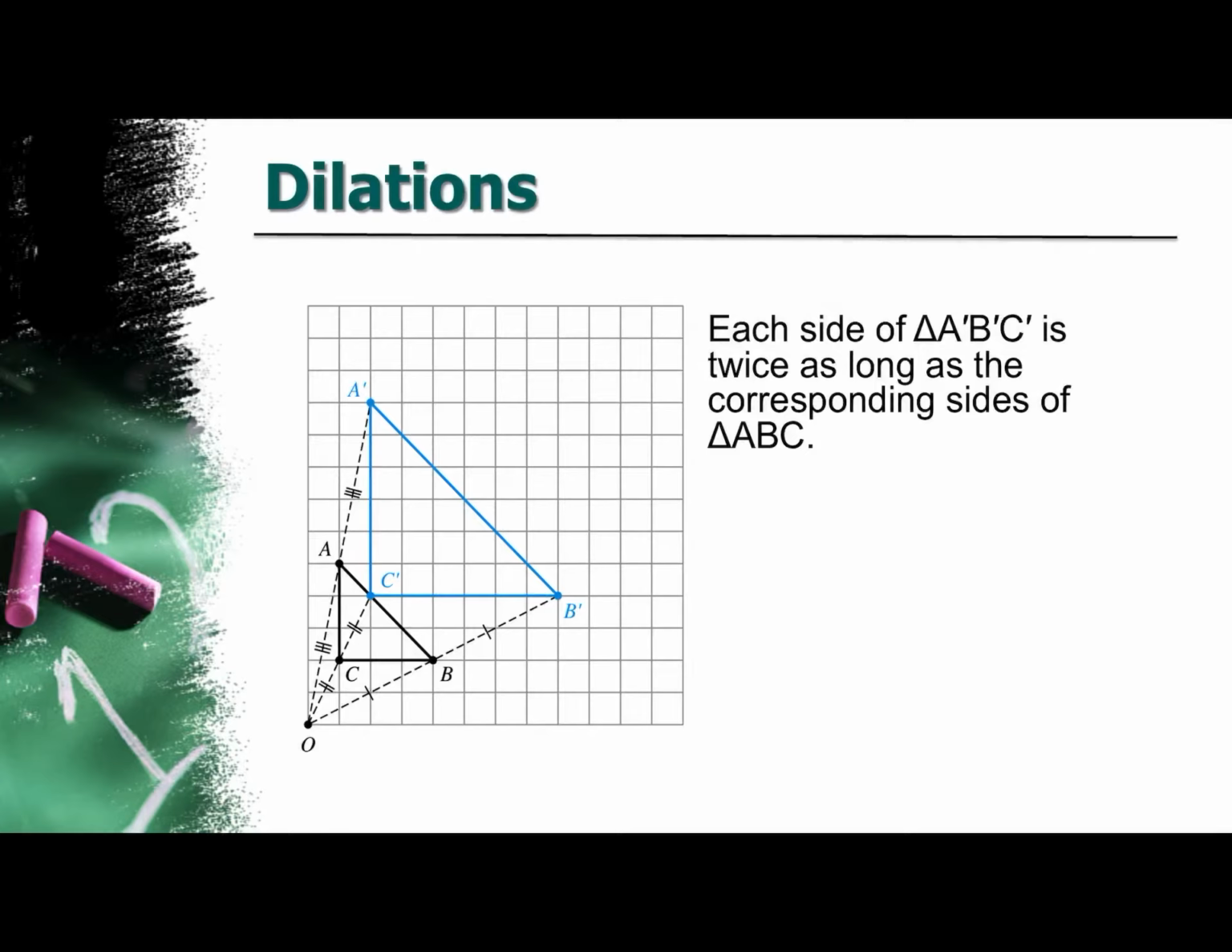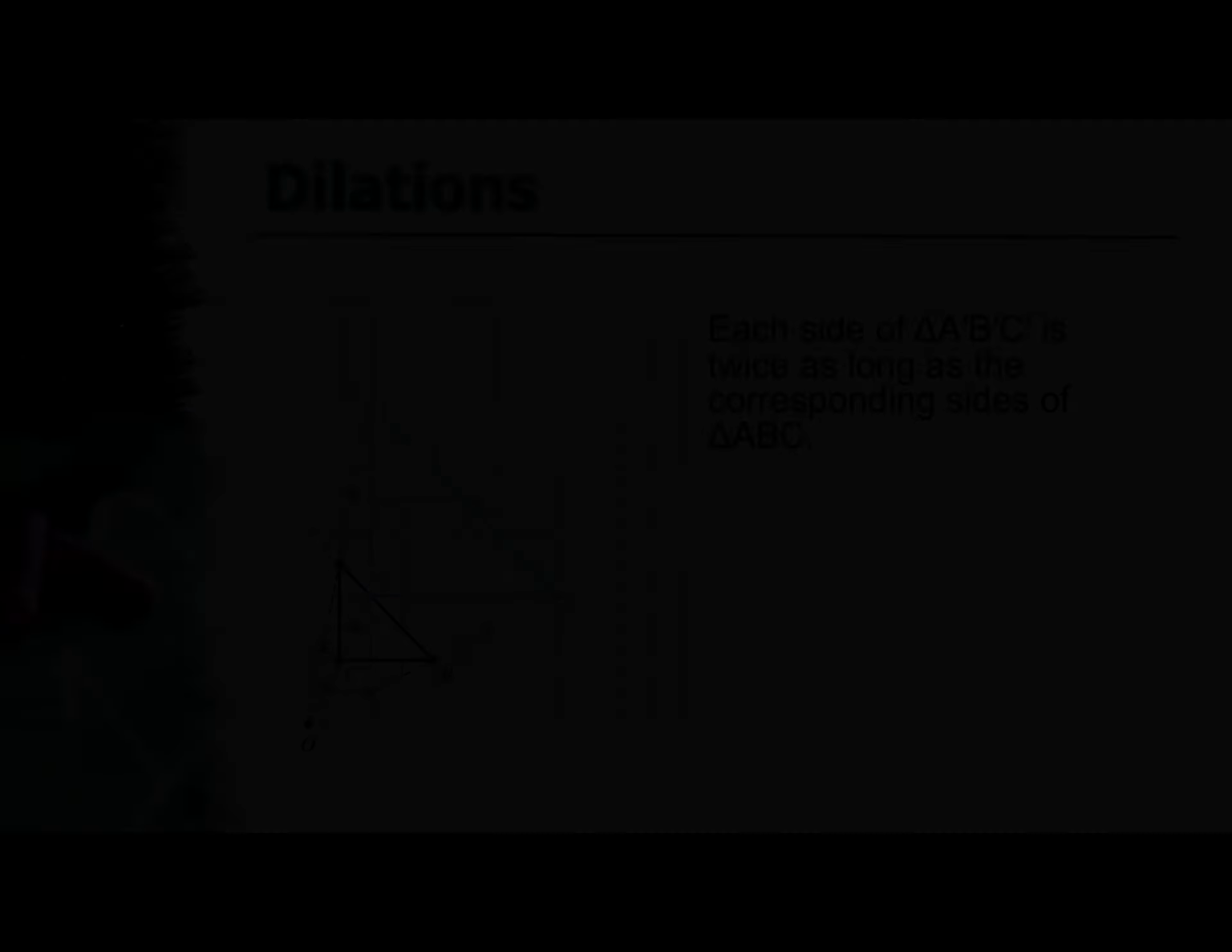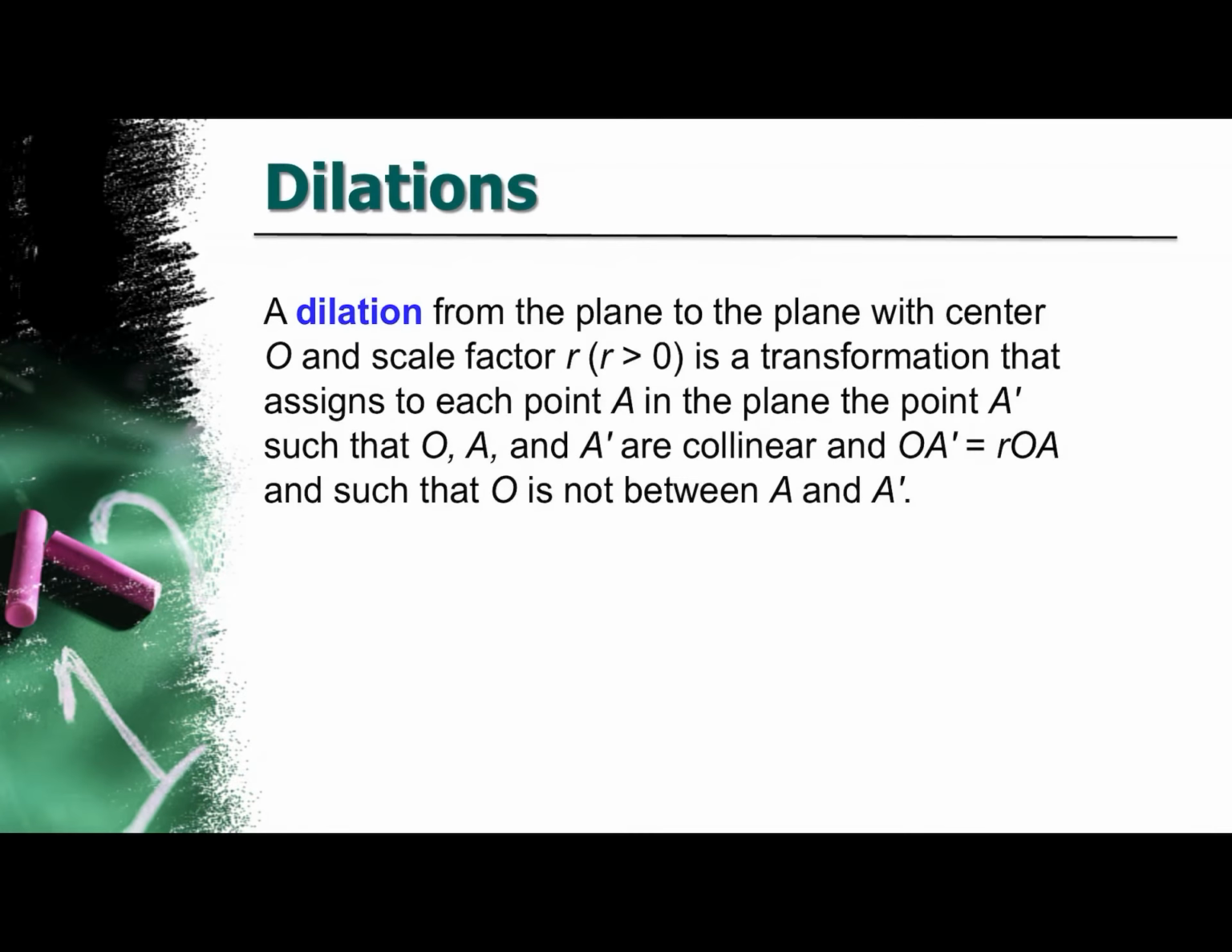You also notice that there is a line, a ray actually, that is drawn from O through A, and then it also hits A prime. So they are collinear. So the center of dilation, the image, and the pre-image are all collinear.